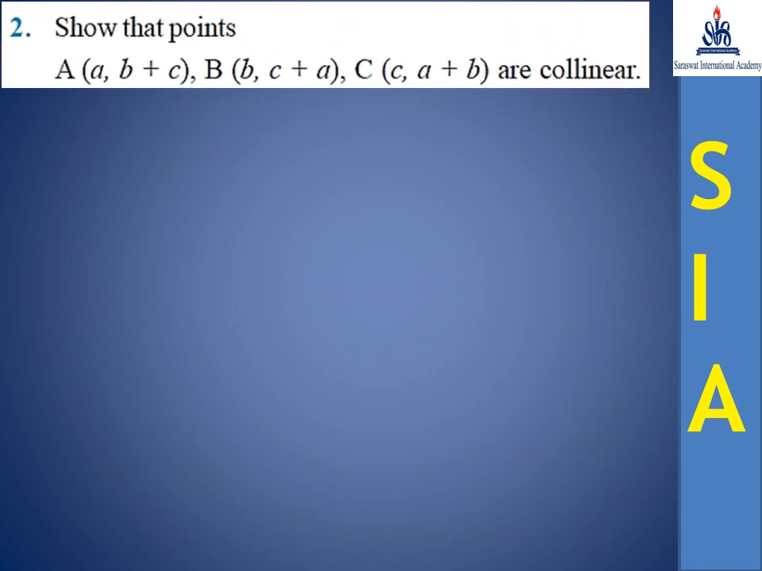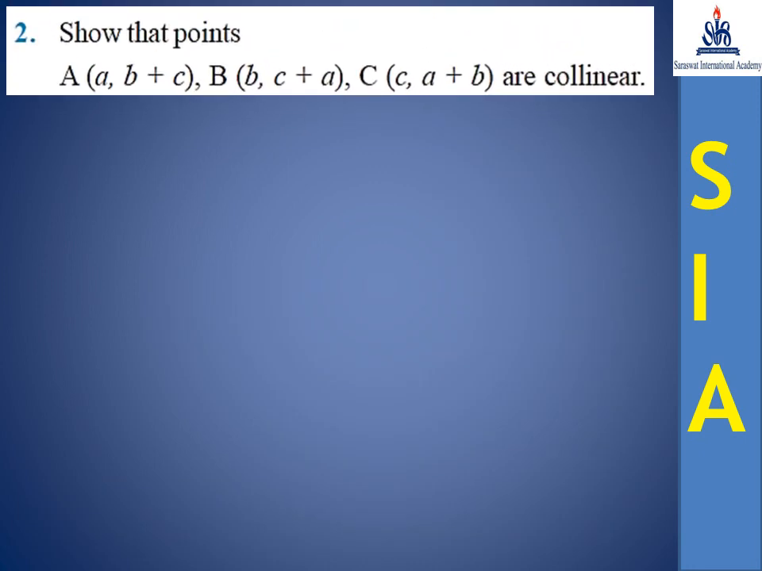Now question number 2. Show that A, B, C are collinear. These are important questions, 3 marks questions and board level questions. Students, when 3 points are collinear, you know they lie on the same line. But here I apply the concept of determinants and area of the triangle. Yes, if A, B, C are collinear, definitely the area of ABC is 0.